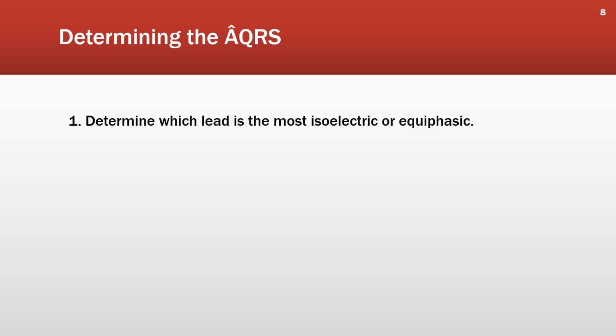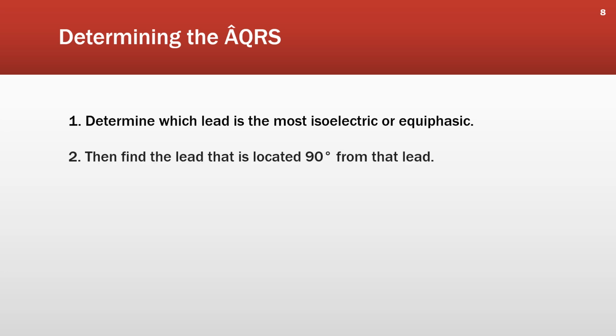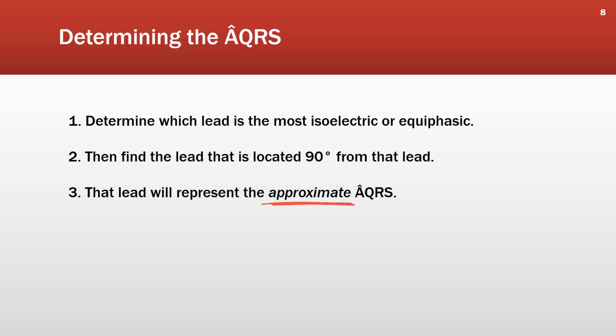Okay, let's get down to business. How do you determine the mean QRS axis in the frontal plane? Well, first you determine which lead is the most isoelectric or equiphasic. We'll get into that in just a moment. Then you find the lead that is located 90 degrees from that lead. That lead will represent the approximate mean QRS axis in the frontal plane.